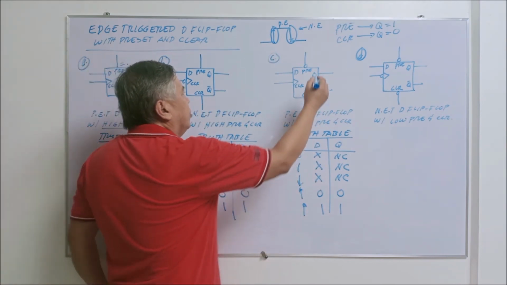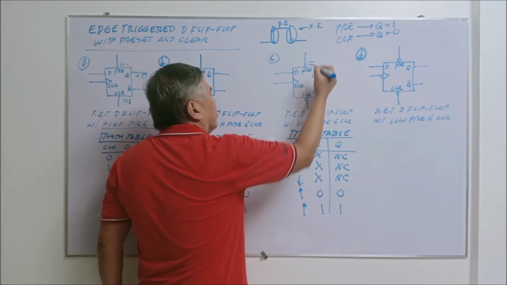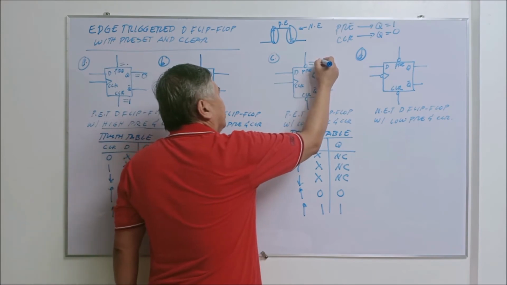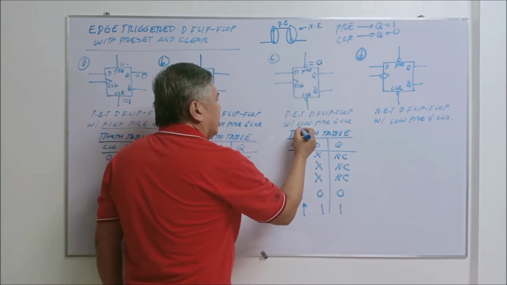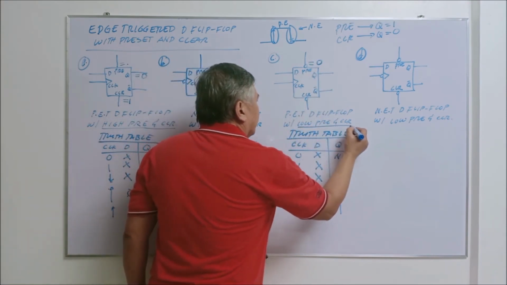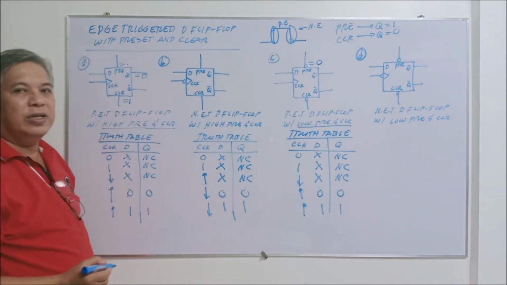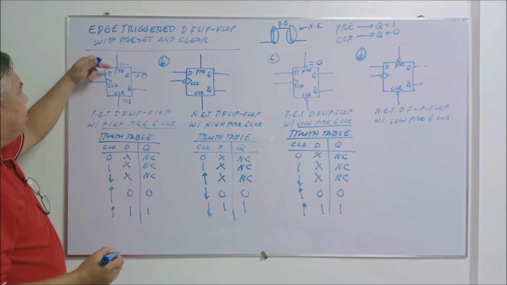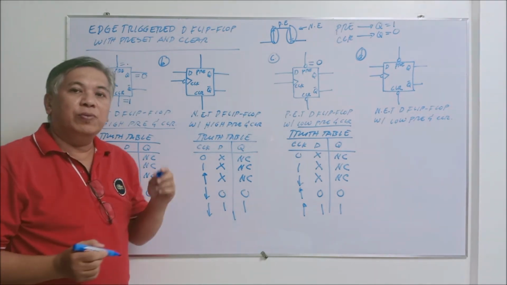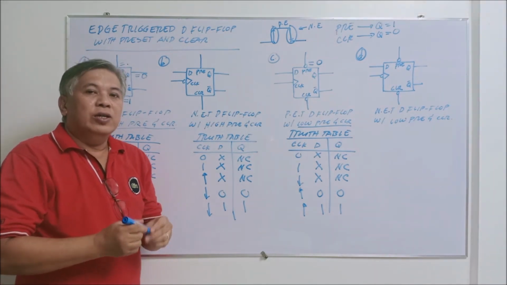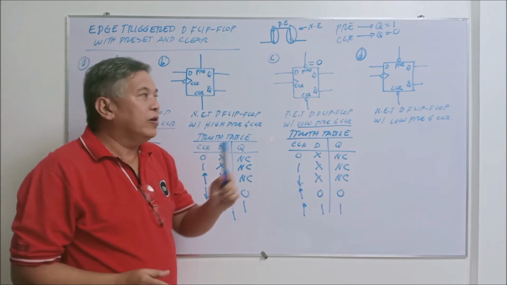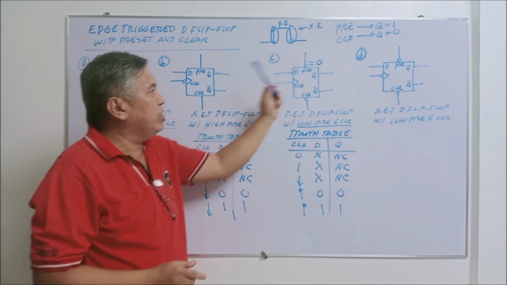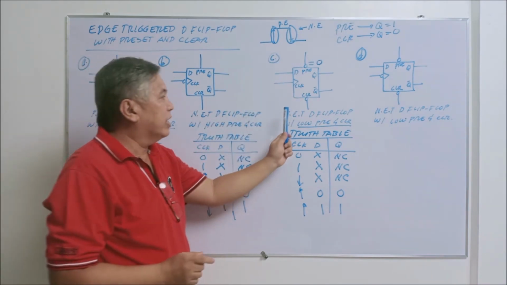So we have to provide a value of preset, which is in this case 0, because we're considering the condition low, preset, and clear. Unlike in this case here, you have high, preset, and clear. The preset and clear will have a value of 1. By the way, you can only use one of these, preset or clear.